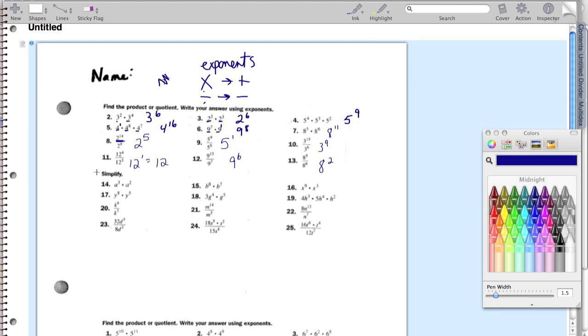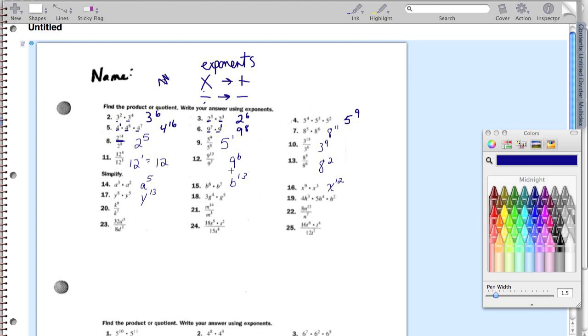Okay, now these ones are the same thing, only instead of numbers as bases, we have variables as bases. So my base is A, and I'm going to add 3 plus 2 to get 5. Number 15, my base is B. I'm going to add 6 plus 7 and get 13. Number 16, my base is X, so that stays constant. I'm going to add 9 plus 3 to get 12. Number 17, my base is Y, so that stays constant. I'm going to add 8 plus 5 to get 13.